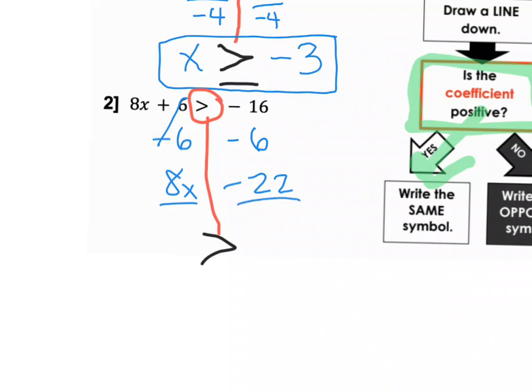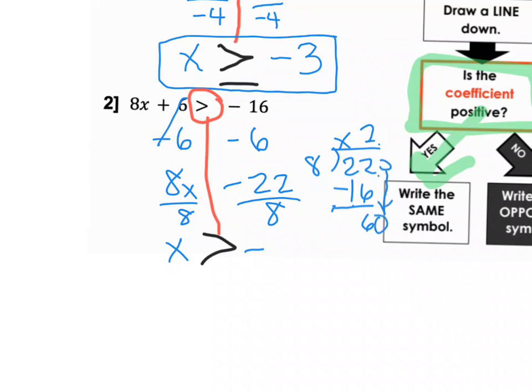And then I would divide both sides by 8. And this is going to get me my x by itself. So x is greater than, and I know that a negative divided by a positive is a negative. And then I'm just going to have to divide my 22 by 8. 8's not going to go into 2, but it'll go into 22 2 times. That's 16. And 22 minus 16 will leave me with 6. Put a decimal and a 0.